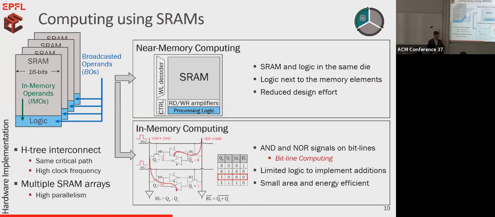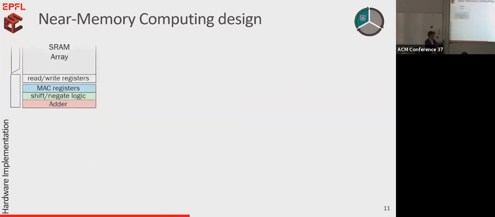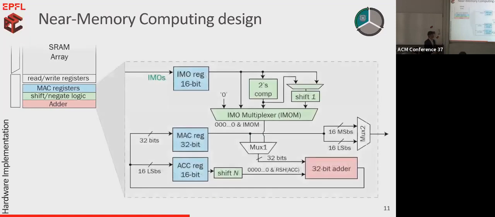Conversely, the in-memory computing design is slightly more complex because you need to manipulate the memory. You need to change the structure of the memory to perform computation directly inside the memory. We exploit the concept of bitline computing, but the additional effort that you need to put here to design this solution allows you in the end to achieve smaller area and better energy efficiency. Now, I will describe first the near memory computing design that we propose. You see, we have the SRAM array and the peripheral logic that accelerate the products and prevent overflows. This is the more detailed view.